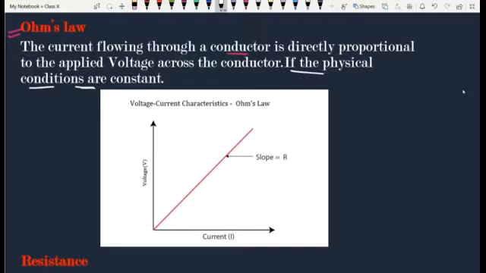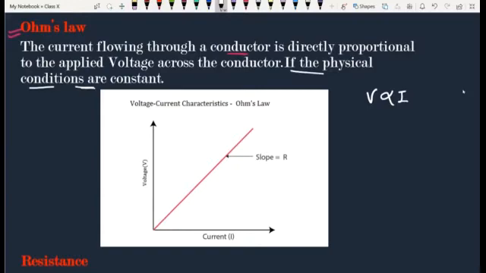You can also state Ohm's law as: if the temperature is kept constant, the current flowing through any conductor is directly proportional to the applied voltage across the conductor. Okay, so this is Ohm's law. It says that V is proportional to I, because voltage is denoted by V and current by I. So V is proportional to I.